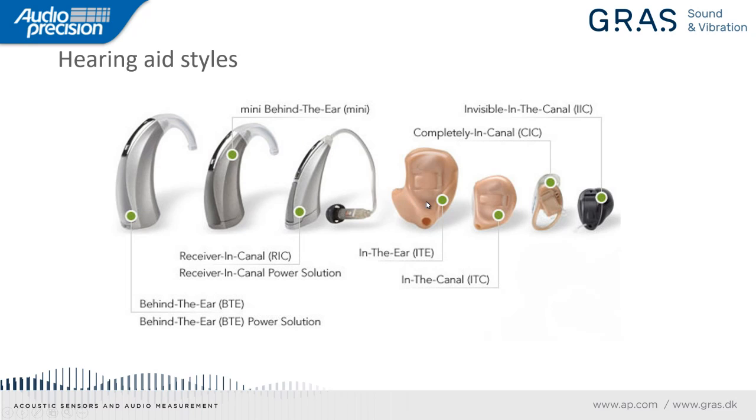Another type is the in the ear or ITE hearing aid. So this is a larger unit that sits in the outer ear. There's also a smaller version of this that sits further down inside the ear canal called ITC, or in the canal. There's a tinier one yet called completely in the canal, which sits further in the ear canal. And finally, an invisible in the canal. And this is so small that it's inserted inside the ear canal and completely invisible from the outside.